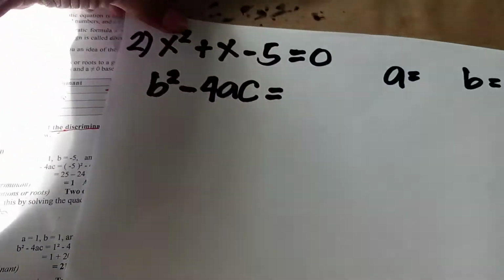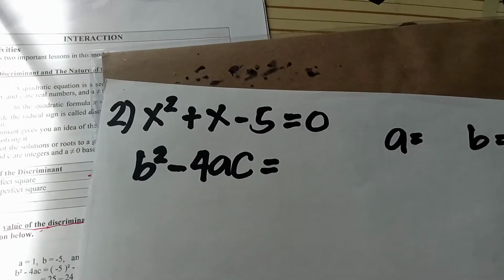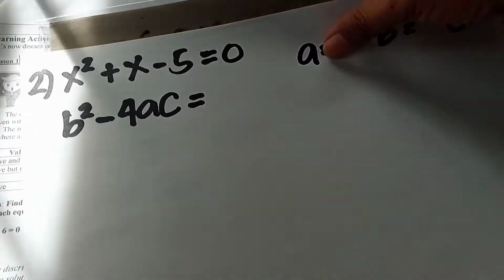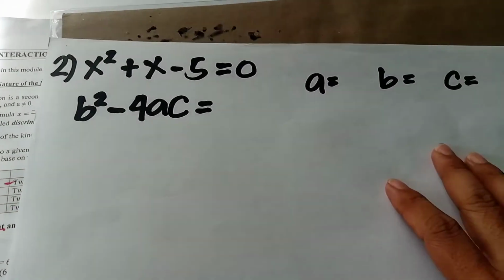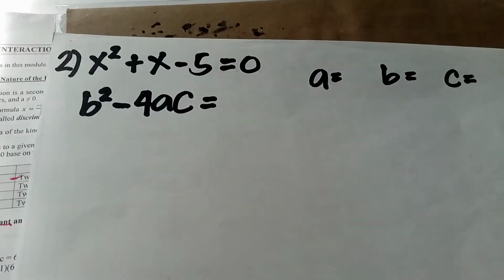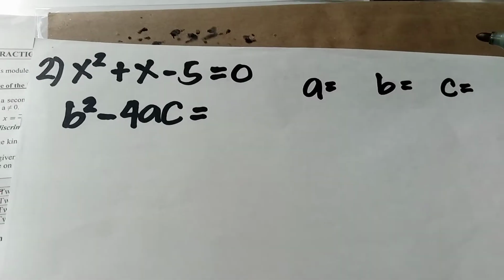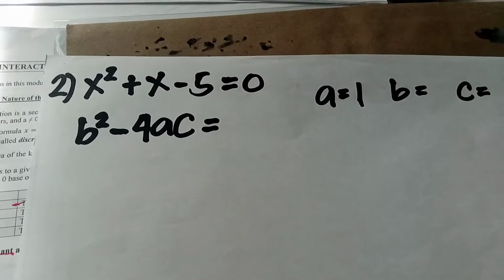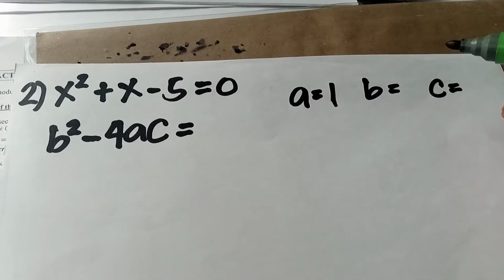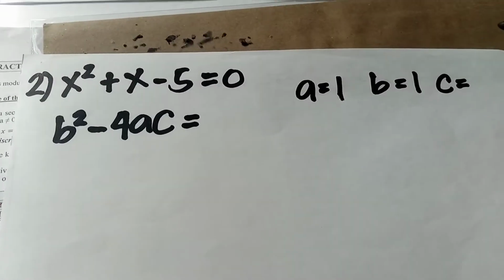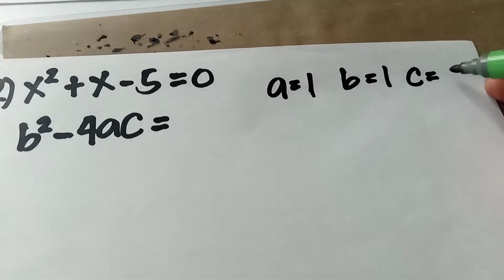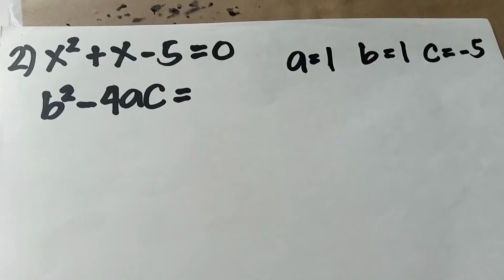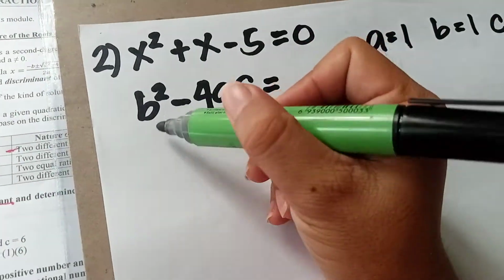Example number 2 is x squared plus x minus 5 is equal to 0. So before we solve it, let us identify the values of a, b, and c. The value of a is 1. The value of b is again 1. And the value of c is negative 5. So we substitute here.